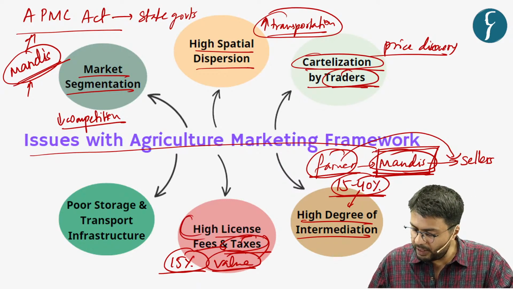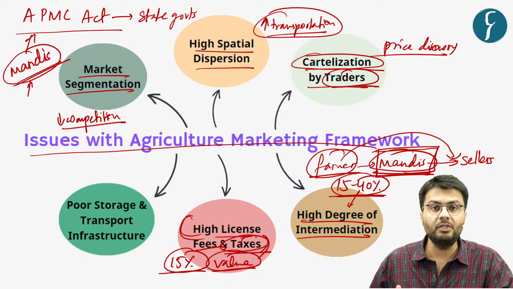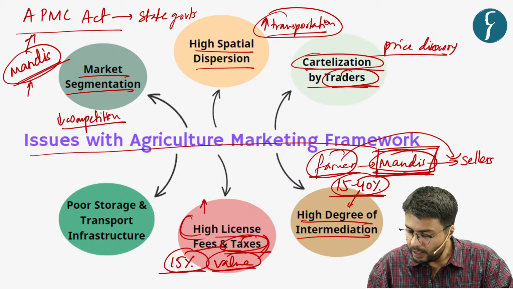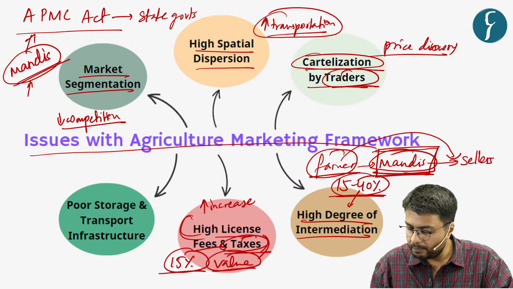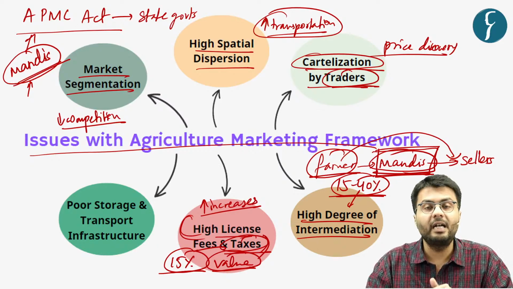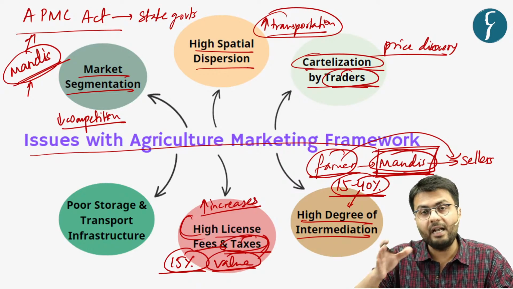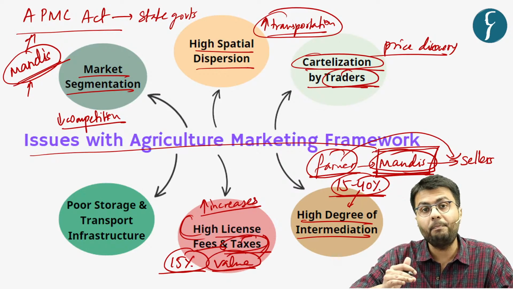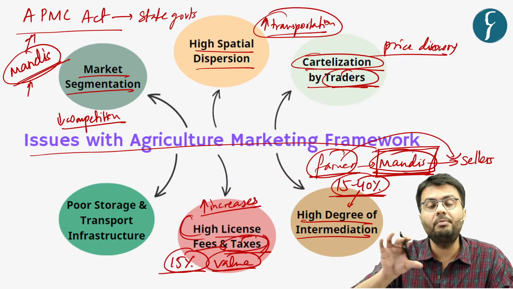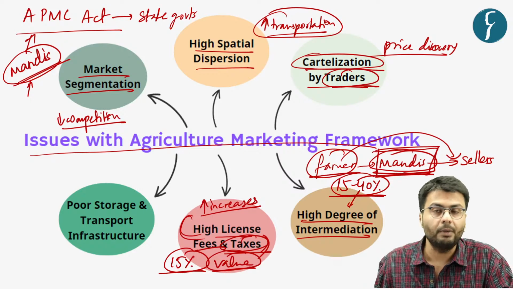So because of these high license fees and taxes, the amount of money that we pay for agricultural produce increases. Understood? So not just the farmers are not getting adequate returns, but even the end consumers like you and I end up paying more money because of this fragmented and intermediary structure of the APMC mandis.